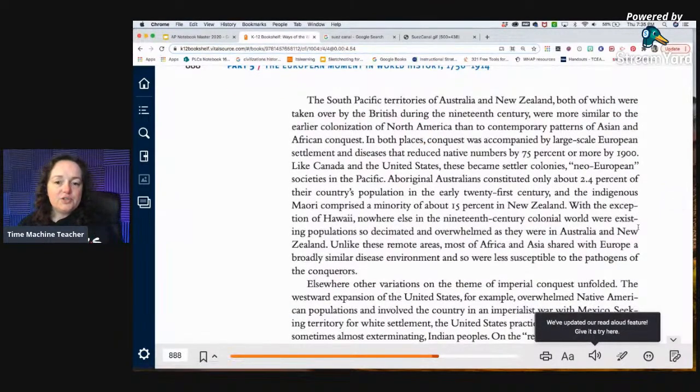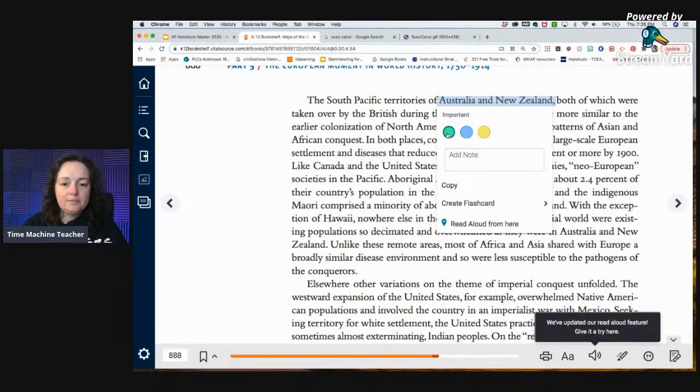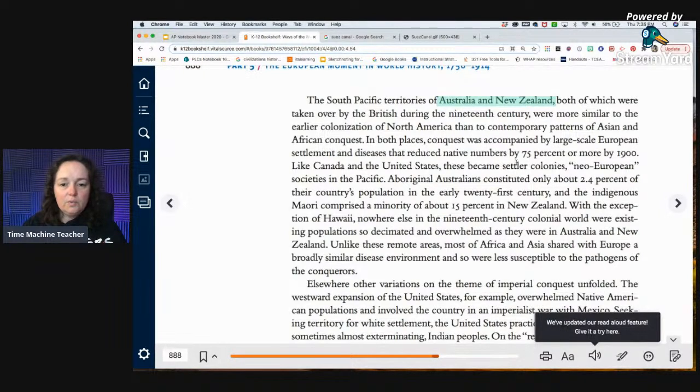The South Pacific territories of Australia and New Zealand, both of which were taken over by the British during the 19th century, were more similar to the early colonization of North America than to the contemporary patterns of Asian and African conquest. In both places, conquest was accompanied by large-scale European settlements and diseases that reduced native numbers. So put a heading down for Australia and New Zealand. They will get their area not by conquest, but by settler colonies, and they will defeat with settlement and diseases.